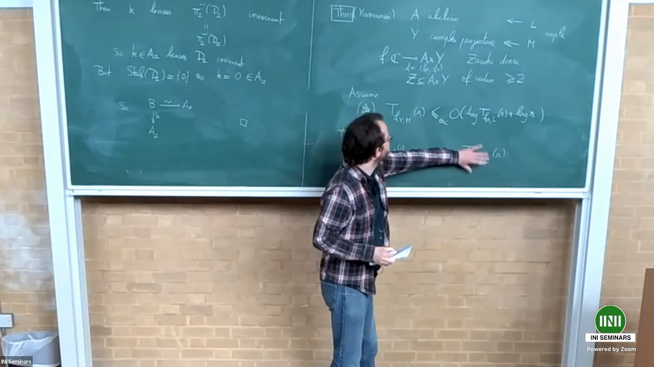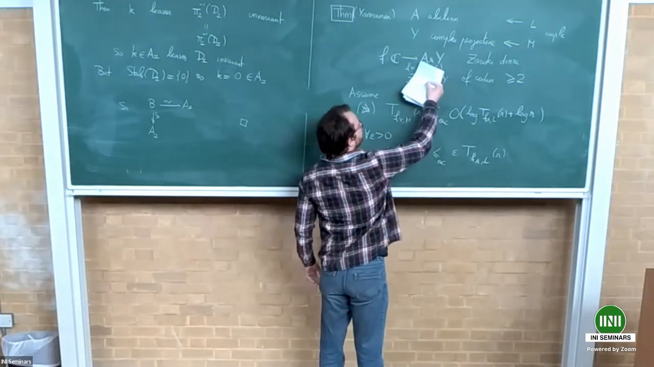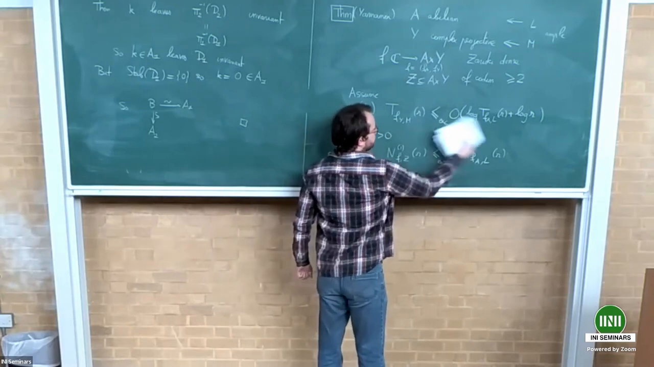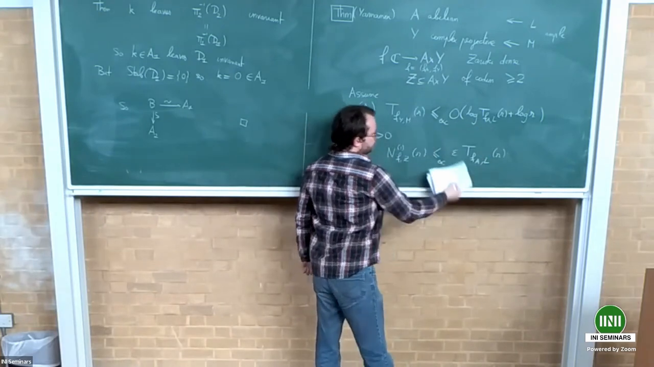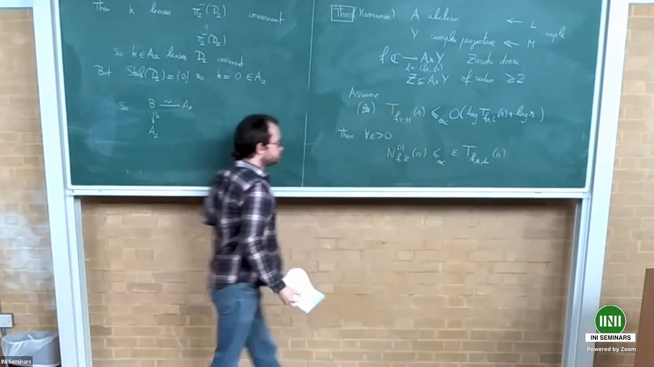So here I could have put an ample line bundle on A times Y, but as you see here, because of this hypothesis, even if I put this term here, it will be bounded by the first one.